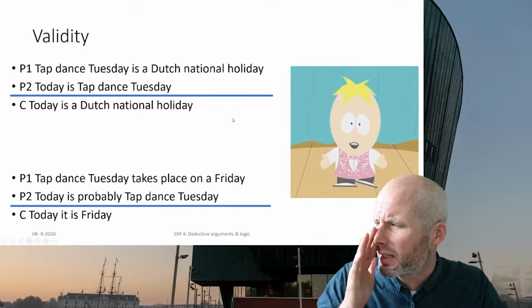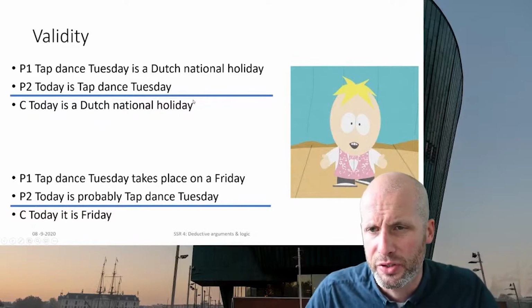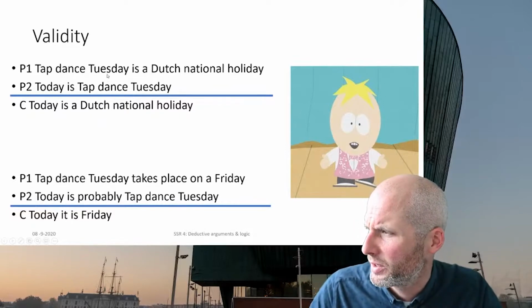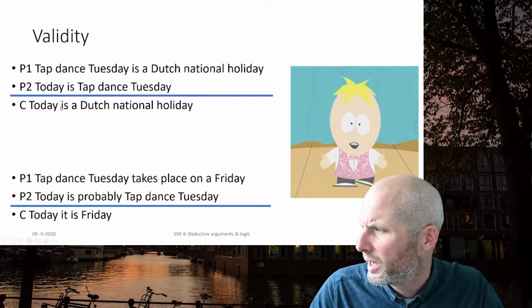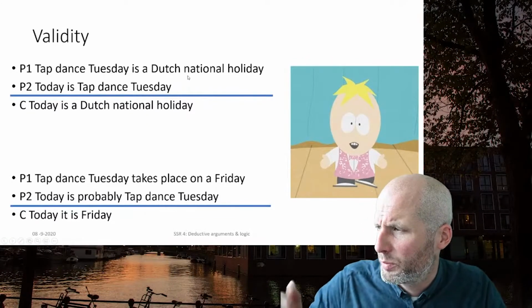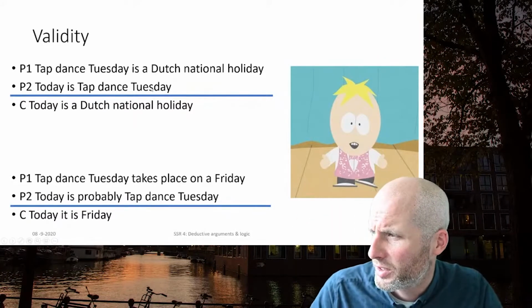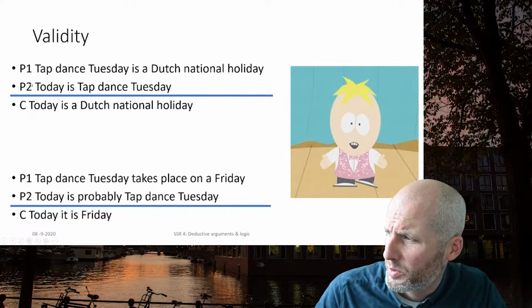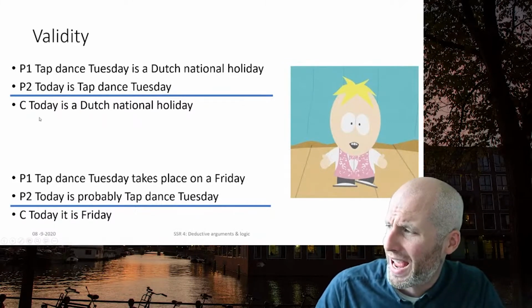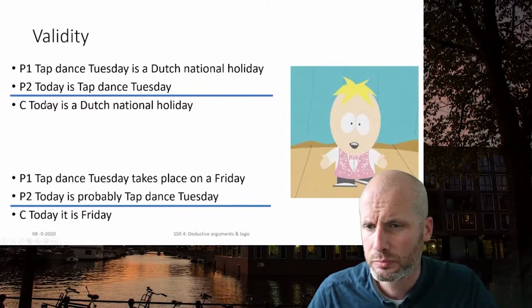So here's another silly example just to show you that the actual truth value of the premises is irrelevant for judging validity. Tap Dance Tuesday is a Dutch national holiday. Today is Tap Dance Tuesday. Today is a Dutch national holiday. If we assume there's no such thing as Tap Dance Tuesday, it's not a Dutch national holiday today, but if we assume that premise 1 and premise 2 were actually true, we would have to conclude that the conclusion is true, which makes this argument valid.